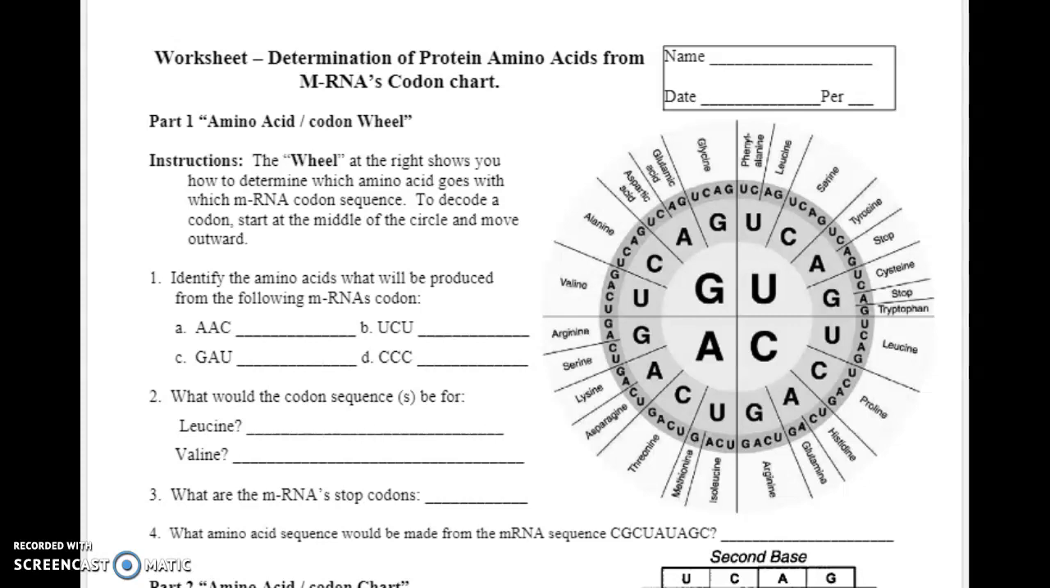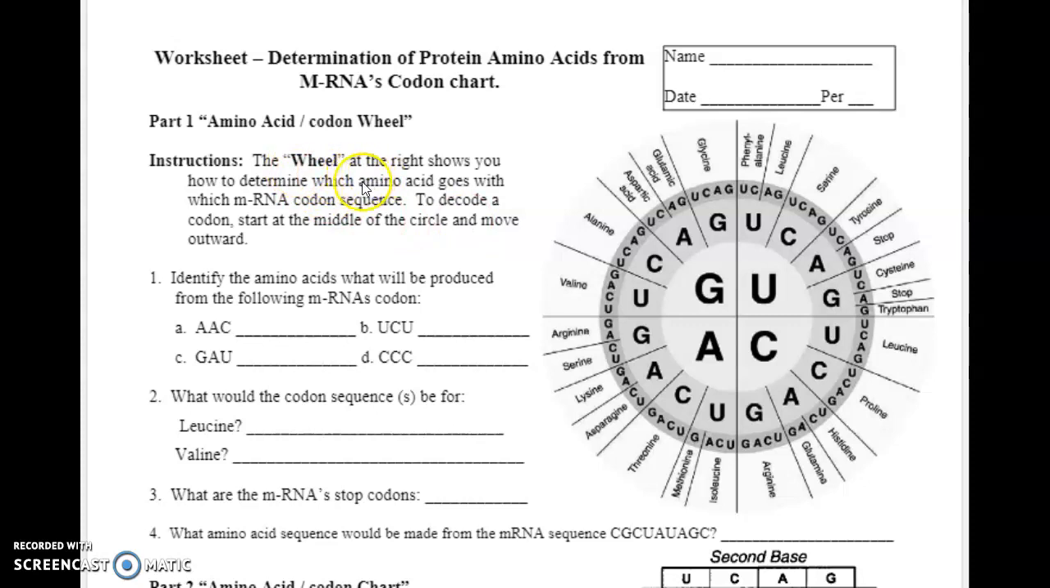And next we're going to look at the codon wheel activity. It's under week 11, day 44, codon wheel activity. It says determination of proteins and amino acids from the mRNA's codon chart. So amino acids in the codon wheel. This is the wheel. We looked at a chart earlier. Some people think the wheel is a bit easier to use than the chart.